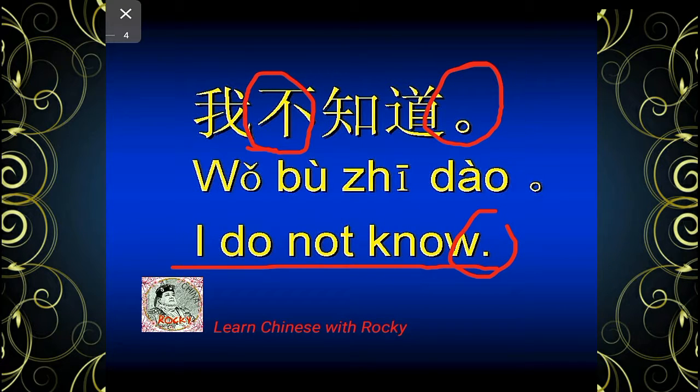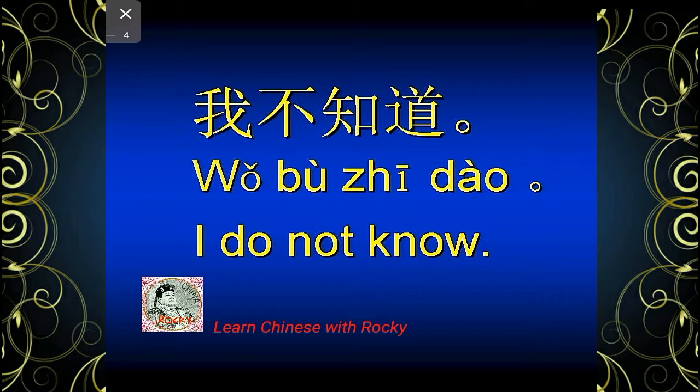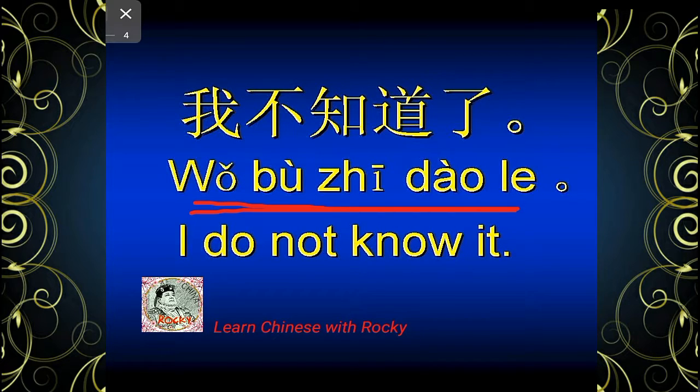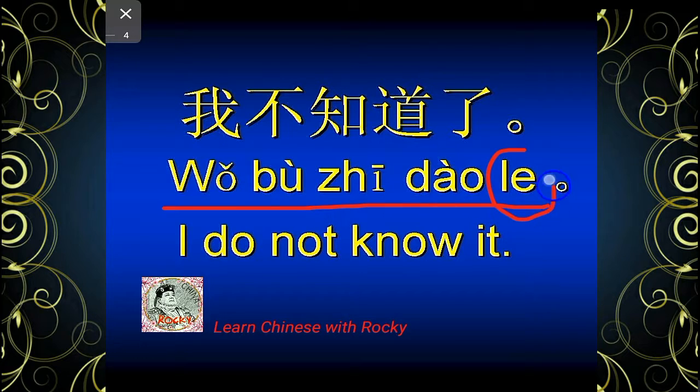First, we can say, I do not know. I do not know is 我不知道. Okay? I do not know. 我不知道. The second thing we can add a little bit is I do not know it. 我不知道了. I do not know it. 我不知道了.